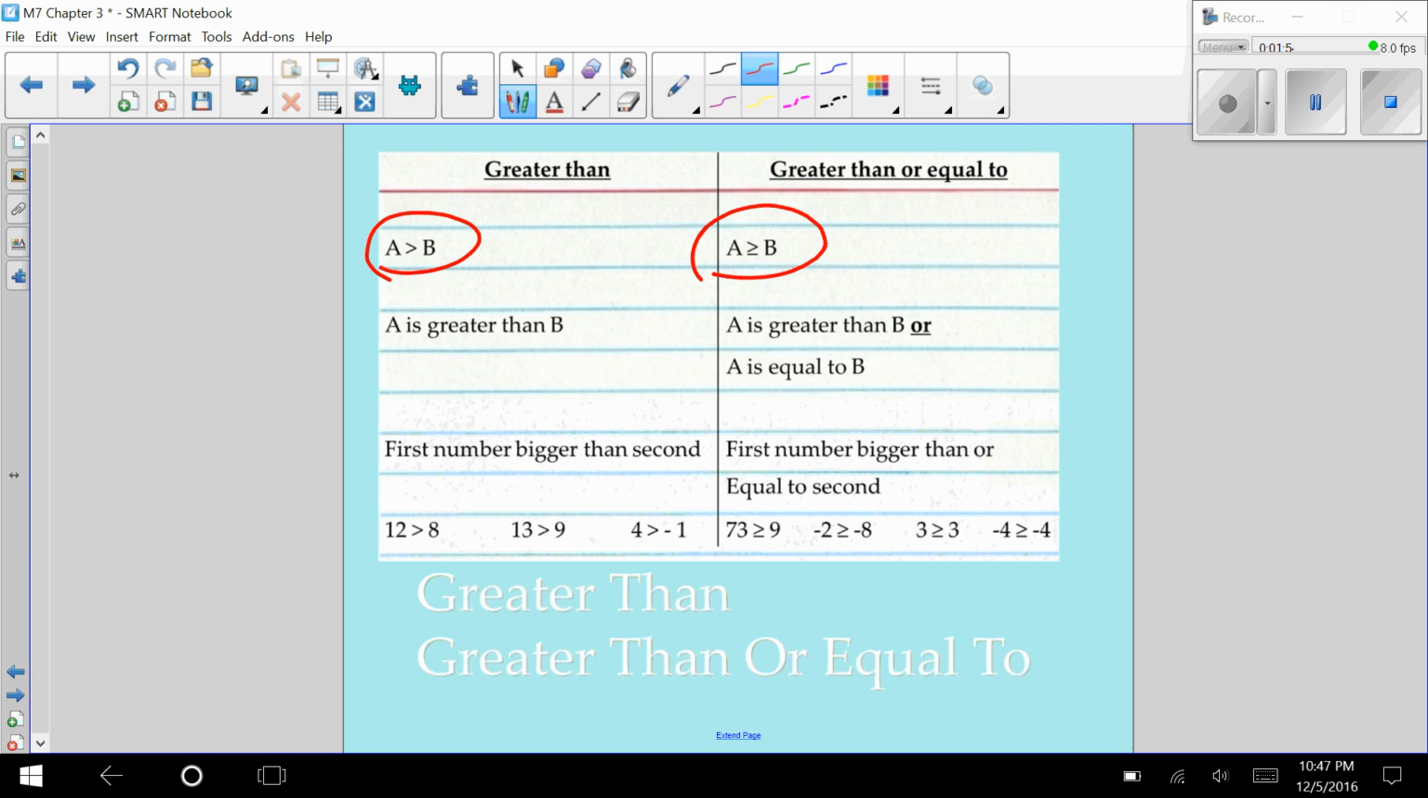Greater than or equal to is this symbol over here. It means A is greater than B or A is equal to B. The first number is bigger than or equal to the second number. So for example, 73 is greater than or equal to 9. Negative 2 is greater than or equal to negative 8. 3 is greater than or equal to 3. And negative 4 is greater than or equal to negative 4.